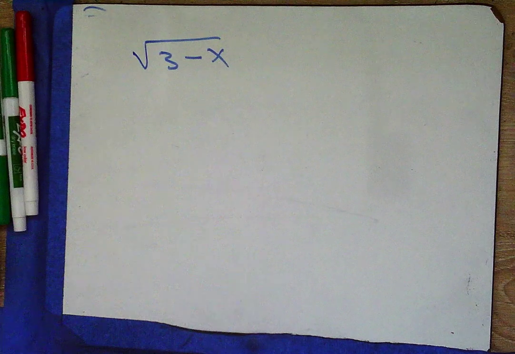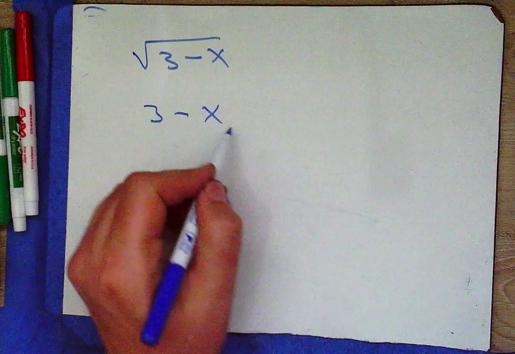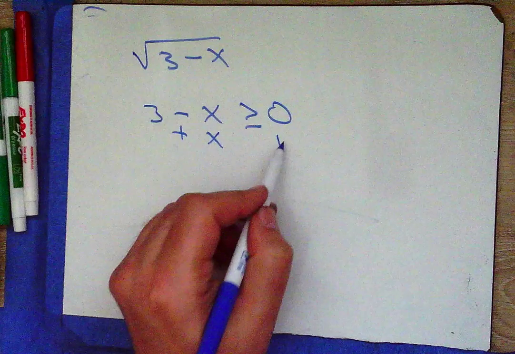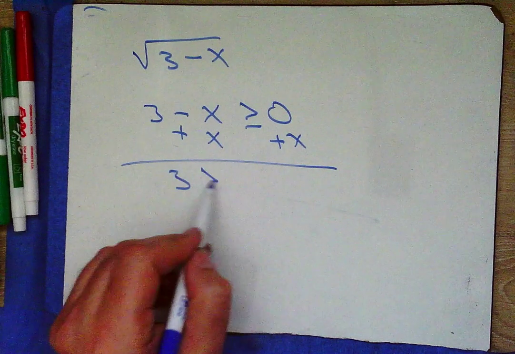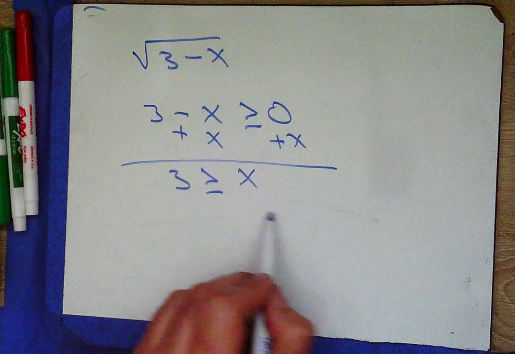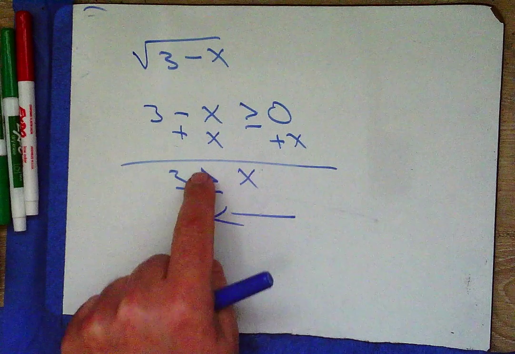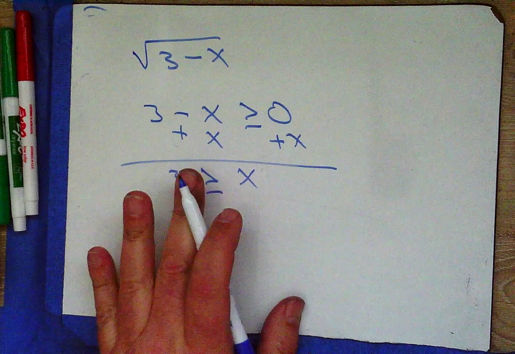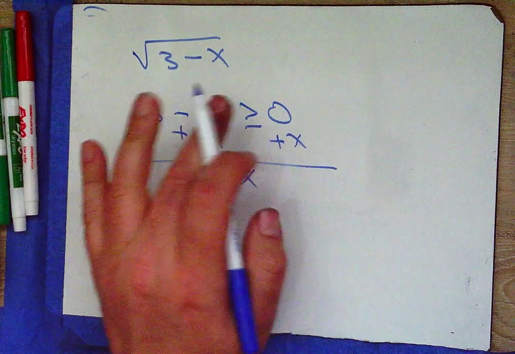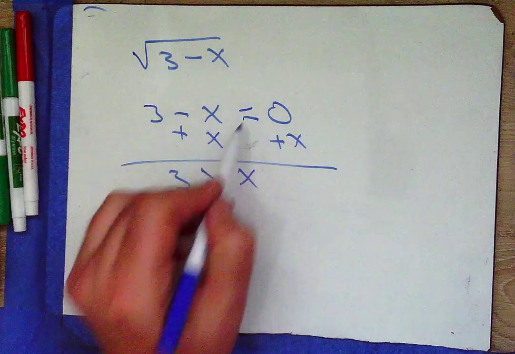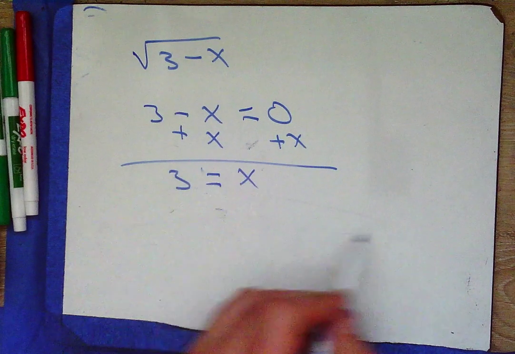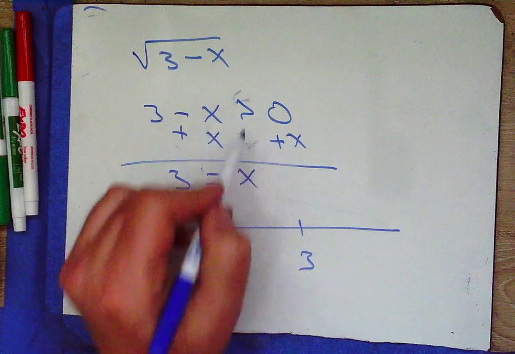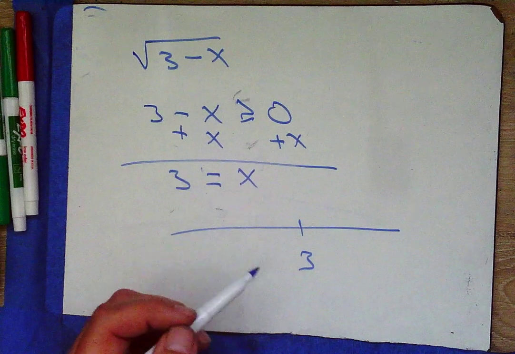Hey, welcome back. So I know I'm supposed to set the stuff under the radical greater than or equal to 0. I like adding x to both sides. 3 is greater than or equal to x. But if I read it this way, x is less than or equal to 3. Now, you may be troubled by that, but that's okay because, remember, we're supposed to be finding critical values. Put your critical value on, and then go back and check in the original inequality.